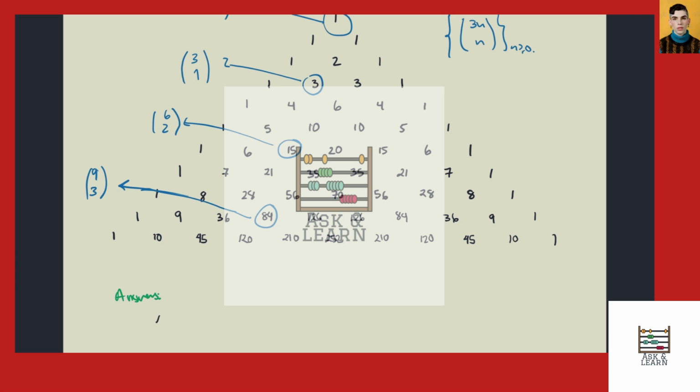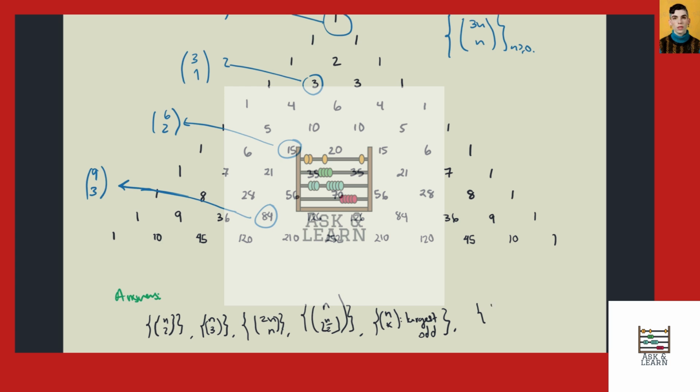Just to summarize the answers, the first sequence of numbers was represented as n choose 2, the second sequence as the numbers n choose 3, the third sequence 2n choose n. The fourth sequence was the numbers of the form n choose the floor of n over 2, and then n choose k, such that n choose k is the largest odd number when varying k. And the last one was 3n choose n.